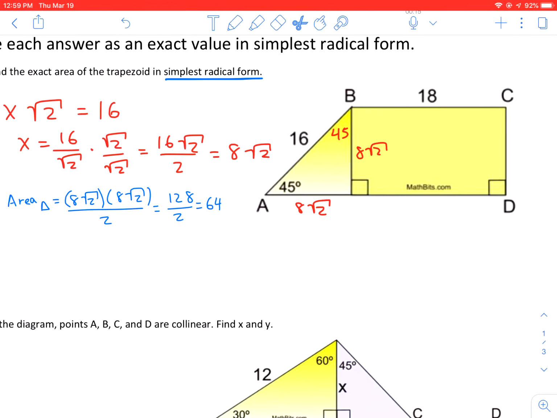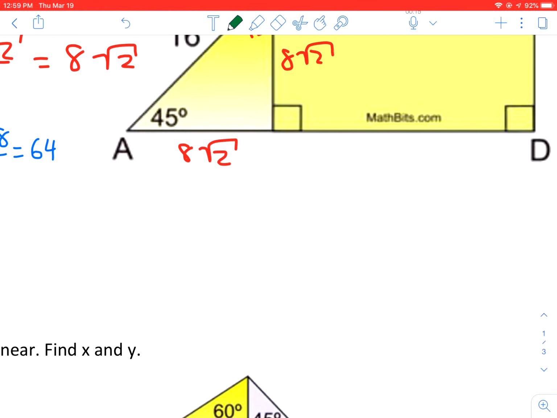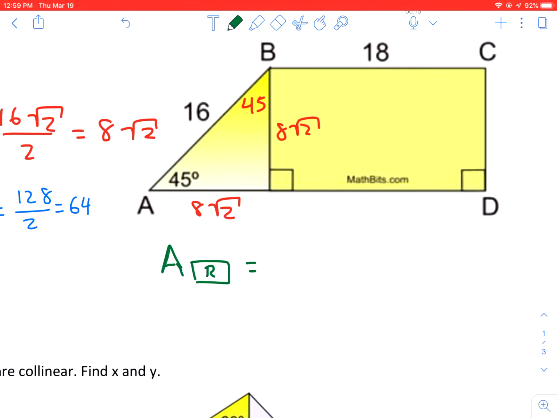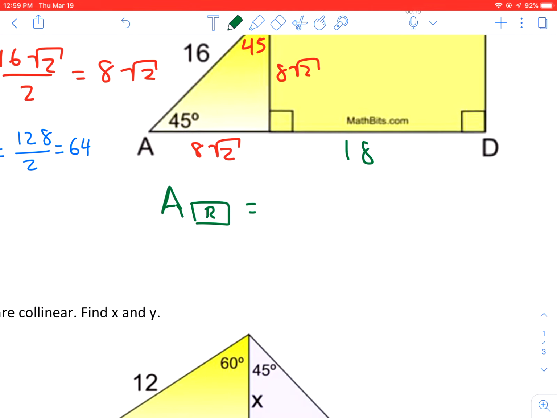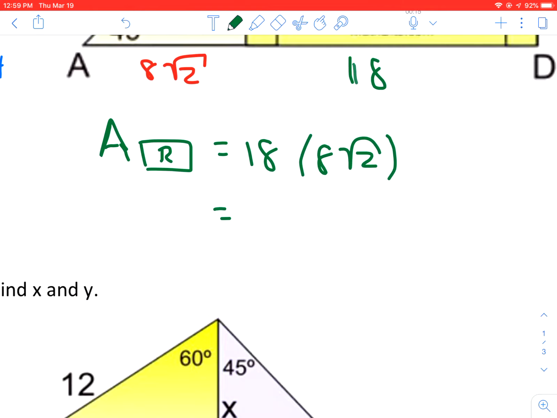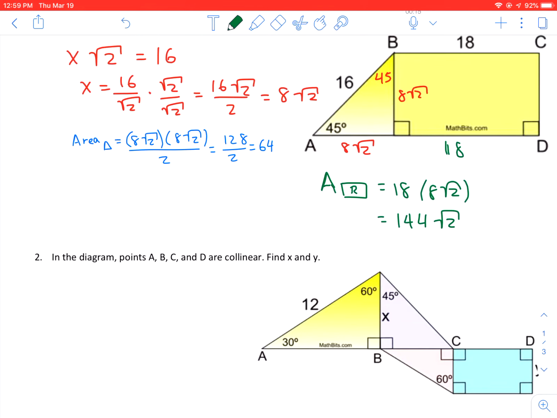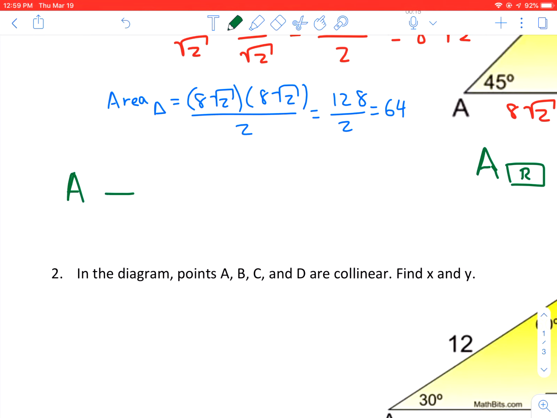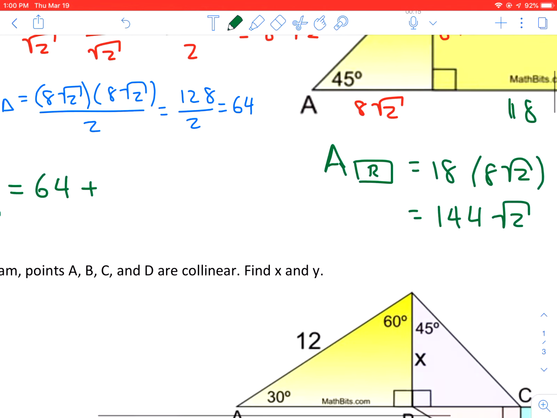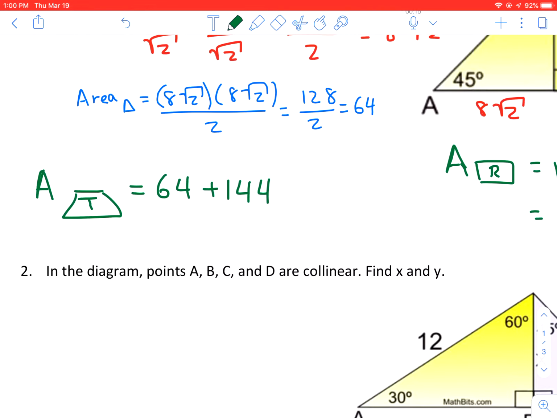And let me move that to the side. And let's do the same thing to get the area of the rectangle. So area of the rectangle is just base times height. And that would be, if that's 18, this is 18. 18 times 8 rad 2. And I think that is 144 rad 2. So the area of our trapezoid is going to equal 64 plus 144 root 2 square units.